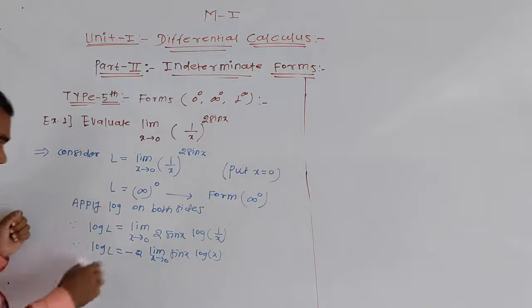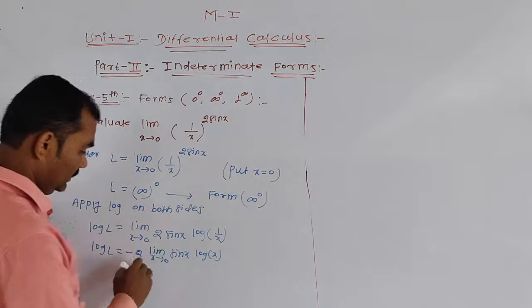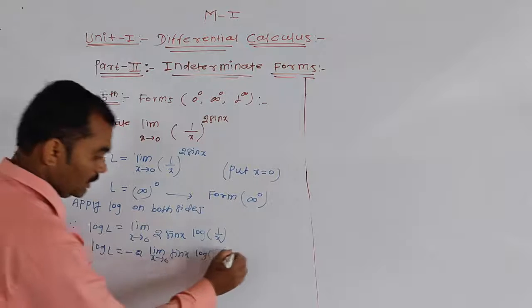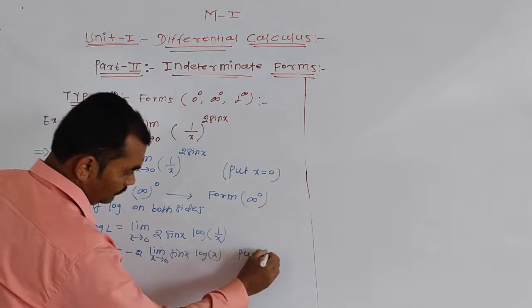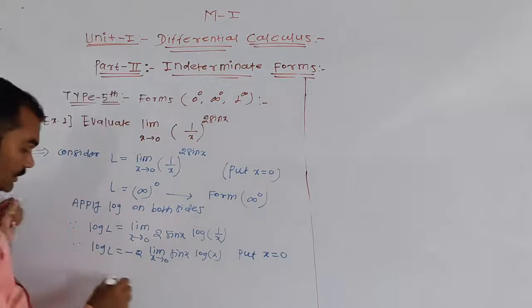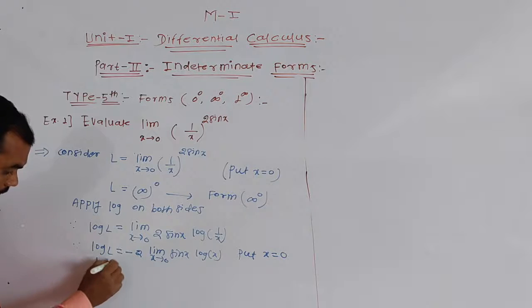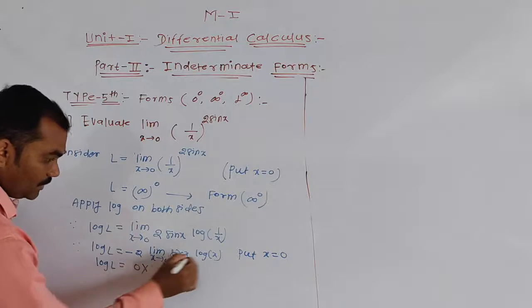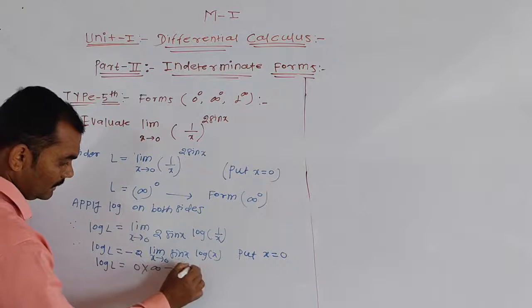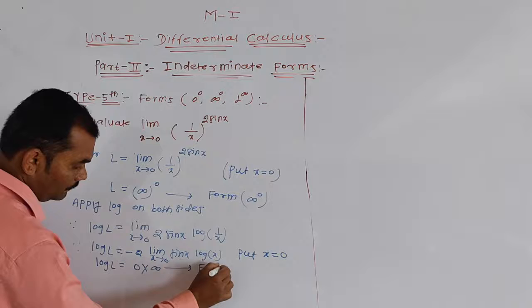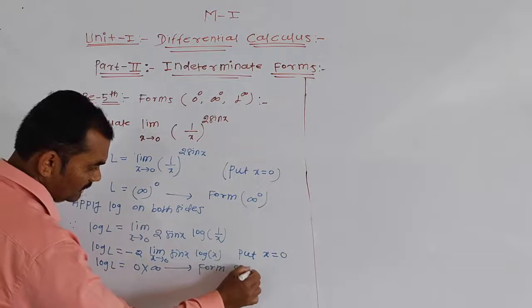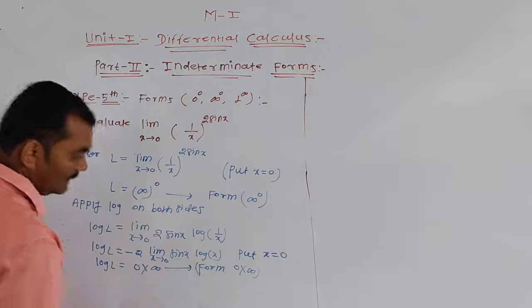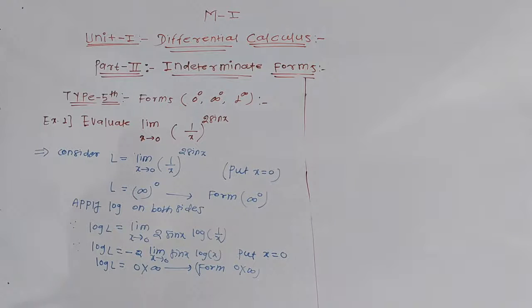Okay, now put x tends to 0. Put x is equal to 0. We get log of L is equal to sin 0, what will it be? 0. Into log of 0, what will it be? Infinity. Now this belongs to the form 0 cross infinity. Correct? 0 cross infinity. Then convert this into 0 by 0 or infinity by infinity.